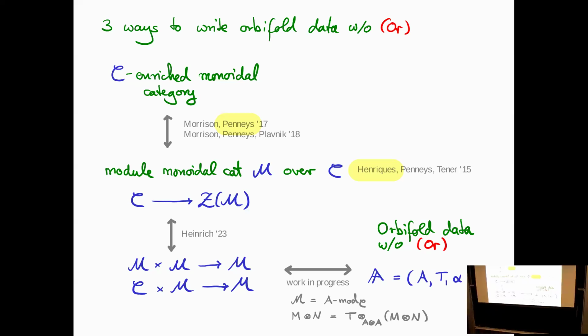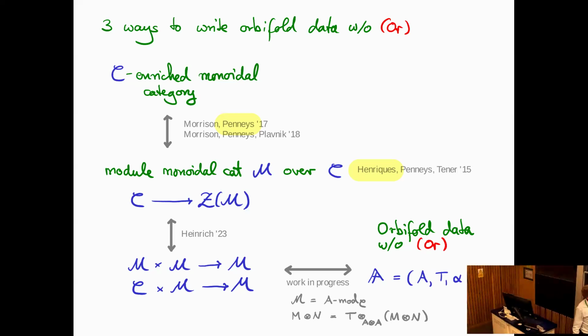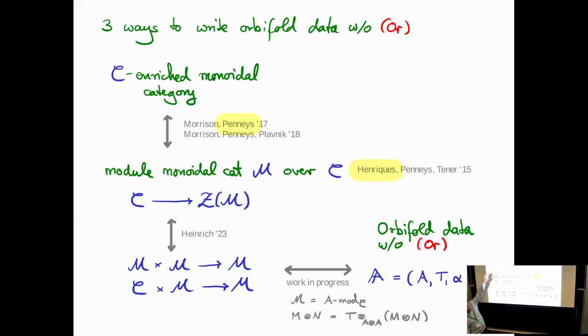So why am I saying this? I'm saying on the one hand, you have this very explicit data you can work with, but there are also more sort of Morita invariant descriptions of the same situation.